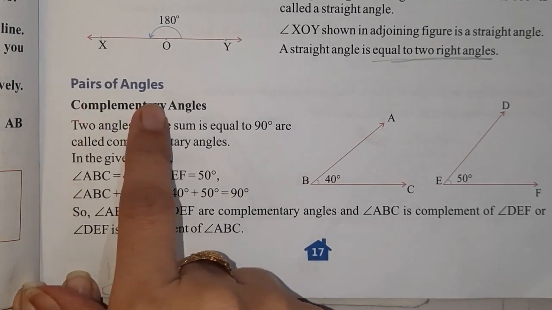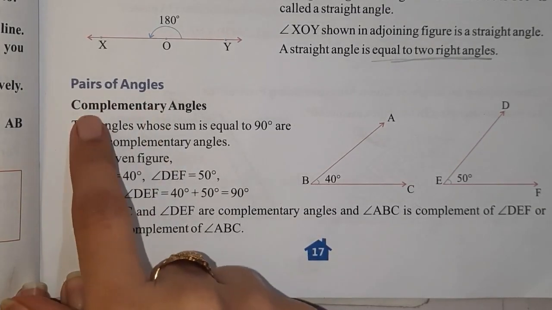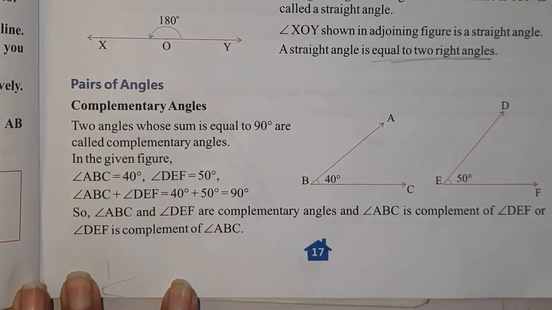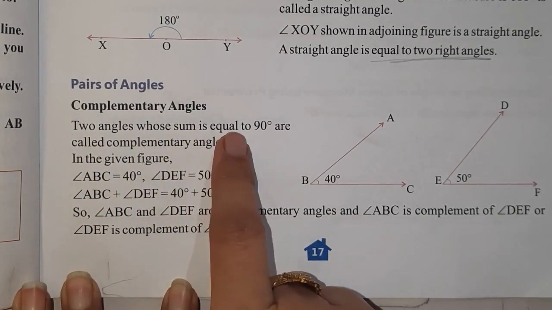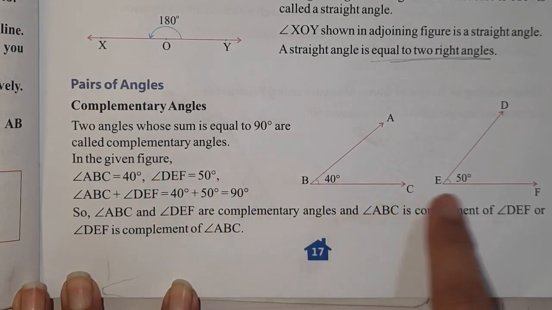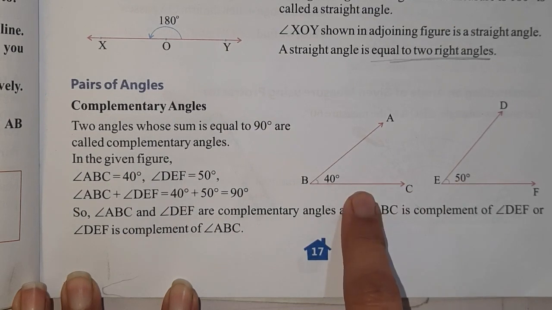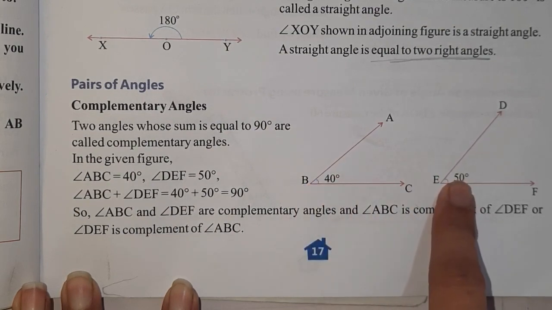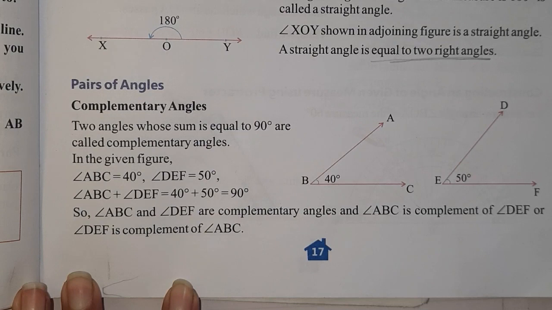Now next subtopic is pairs of angles. Complementary angles and supplementary angles. Two angles whose sum is equal to 90 degree are called complementary angles. Like 40 degree plus 50 degree, total is of 90 degree. So this is the pair of complementary angles. Like this 70 degree and 20 degree, 45 degree and 45 degree. The sum should be equal to 90 degree. Only then the pair is known as complementary angles pair.